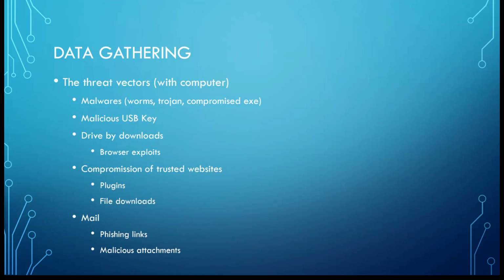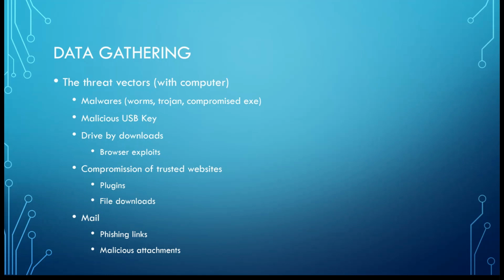Now, of course, it's not only the NAS that can be compromised and have ransomware run on it. There is also the computer, through which you can encrypt your own NAS. So for example, the hacker is going to attack your NAS through your computer with malware, for example worms, trojans, compromised executables. You can also have a malicious USB key that you put on your computer and it will start encrypting your data. You can have drive-by downloads when you browse the internet.